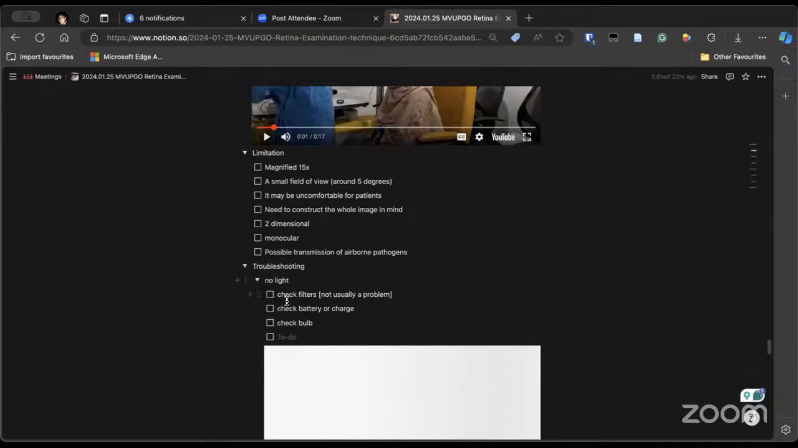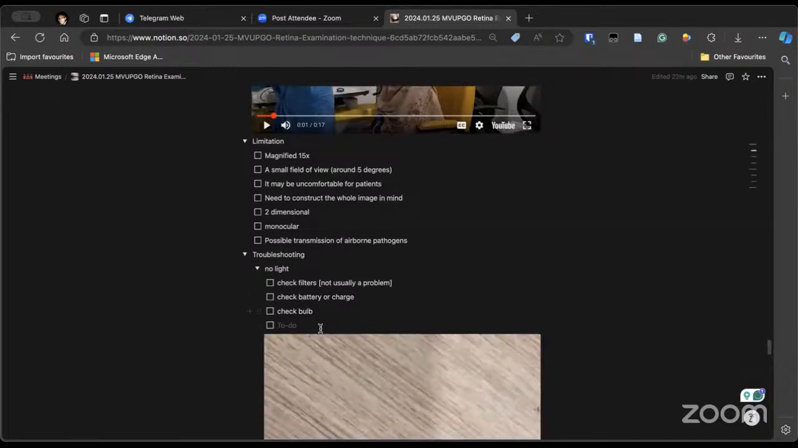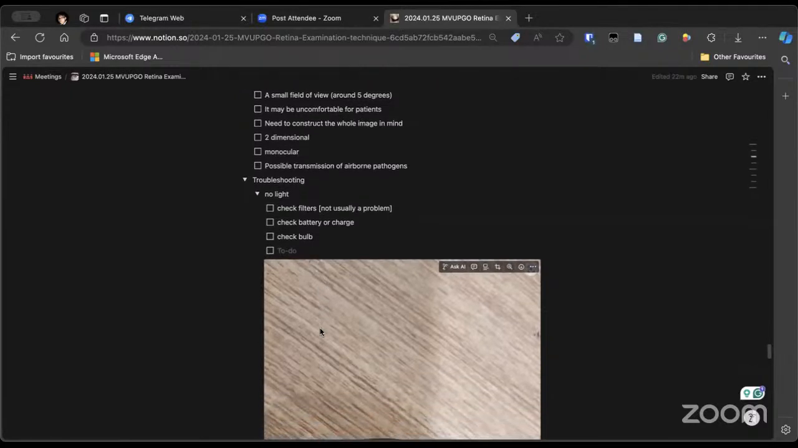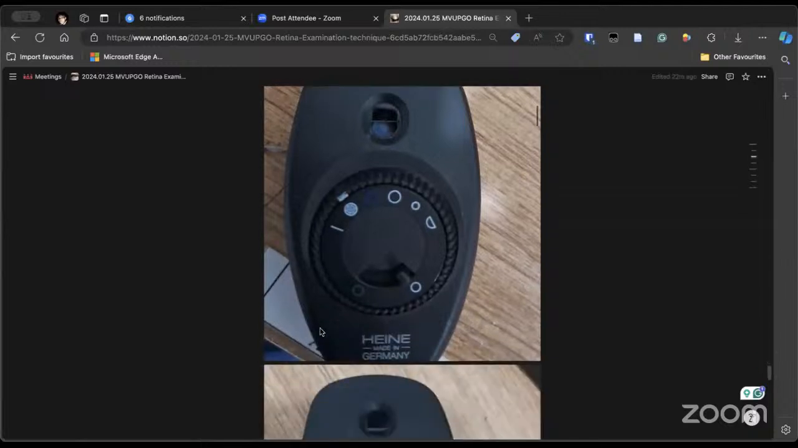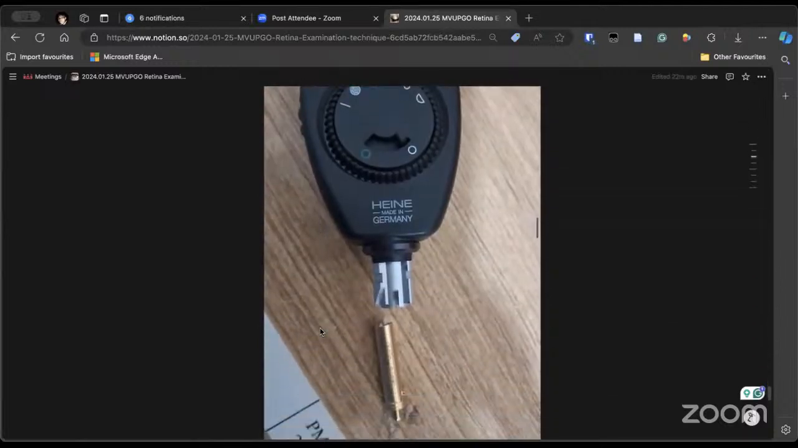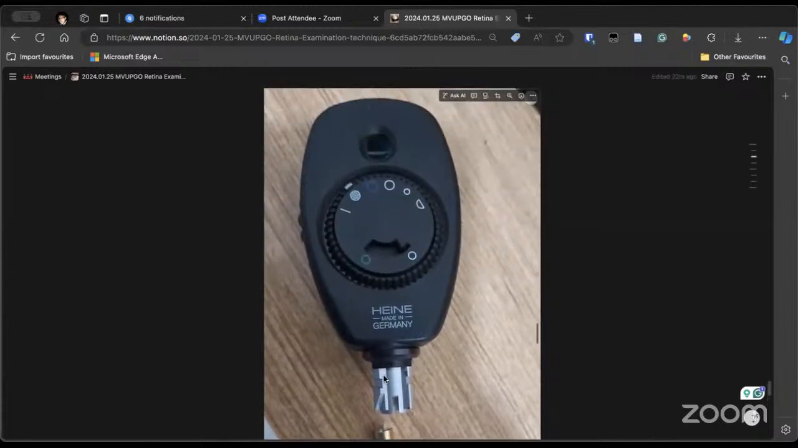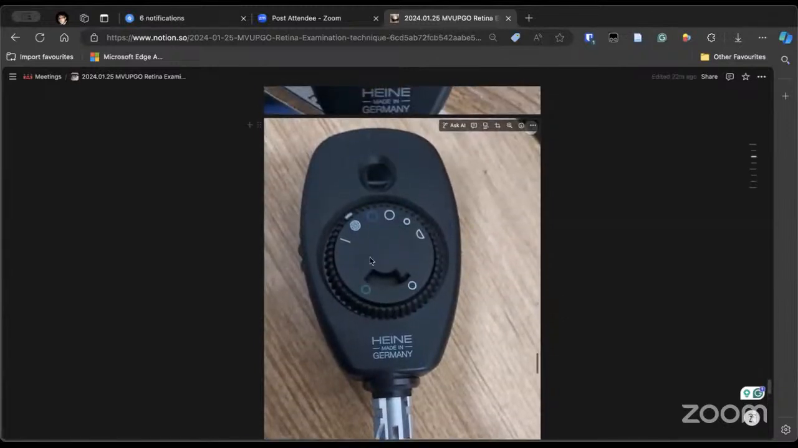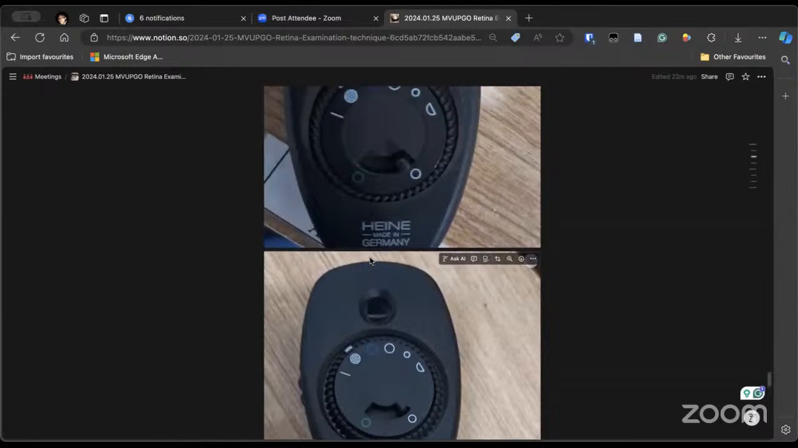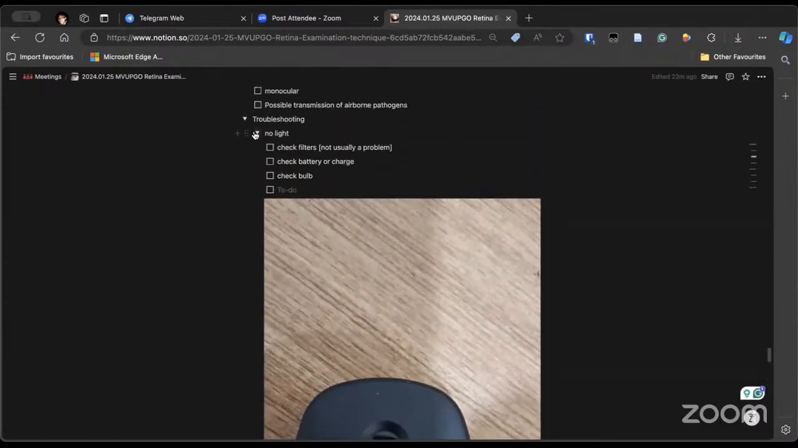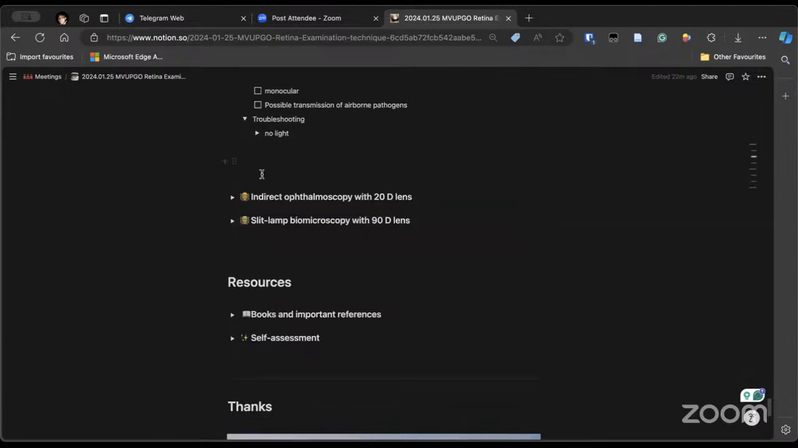But in the digital ophthalmoscope, it usually doesn't happen, but definitely you have to check the filters first, and then check for battery, bulb, charge, electricity, etc. This is the halogen bulb. Most of the time, if you practice correctly, no problem will happen. When you are starting the examination, ensure that it is at zero, so it really helps you.